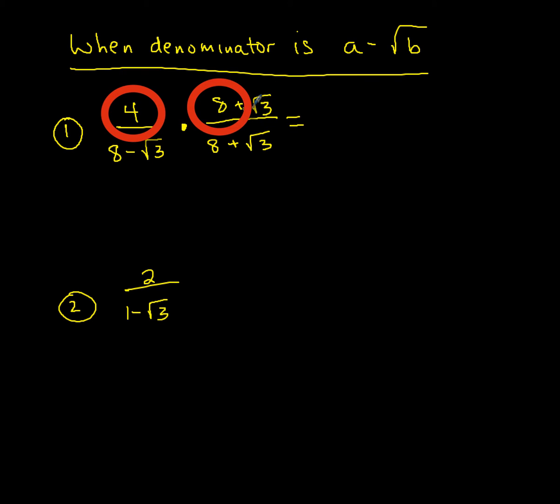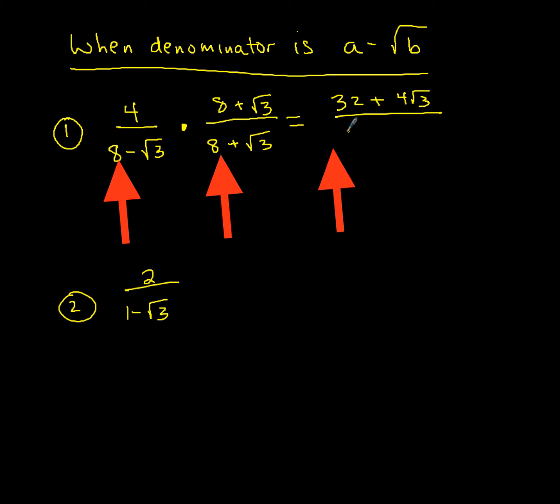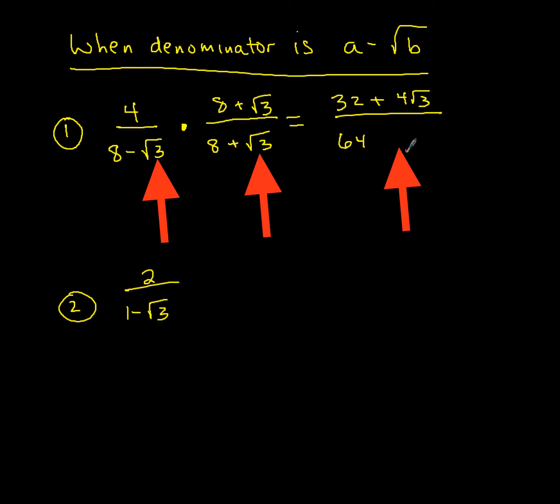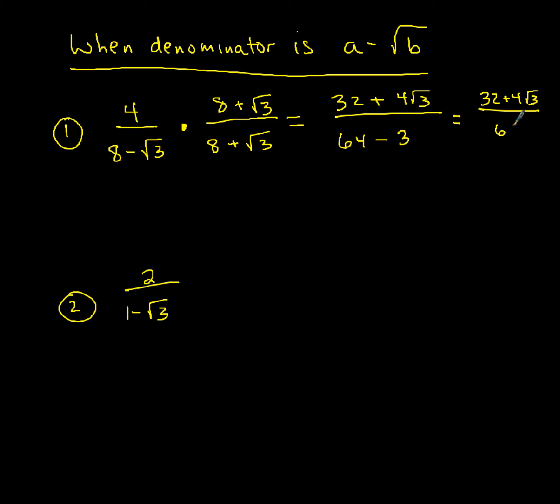Now 4 times 8, that gives me 32. And then 4 times root 3 gives me 4 roots of 3. Looking at the denominator, 8 times 8, that's 64. And then negative root 3 times root 3 gives me minus 3. Cleaning that up, we get 32 plus 4 roots of 3, all that over 61. Can't be simplified anymore, so that's it. That's all the idea behind that.